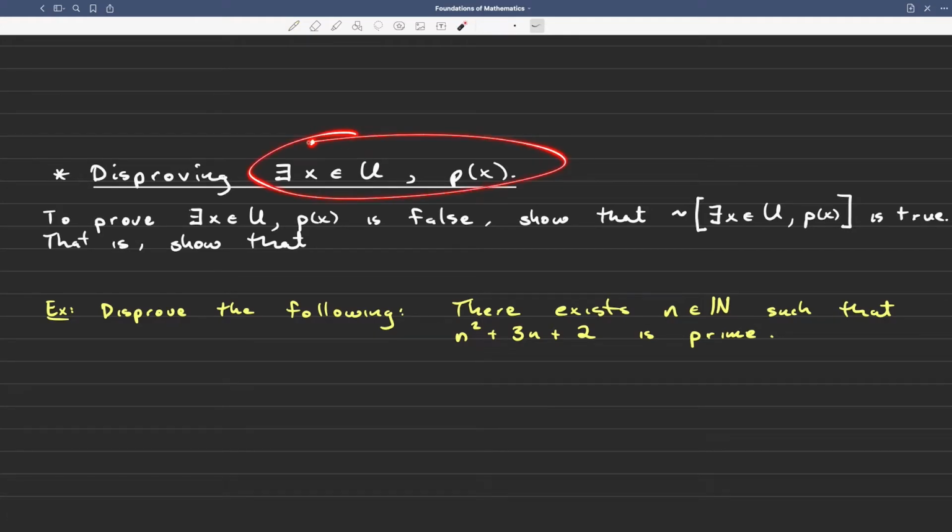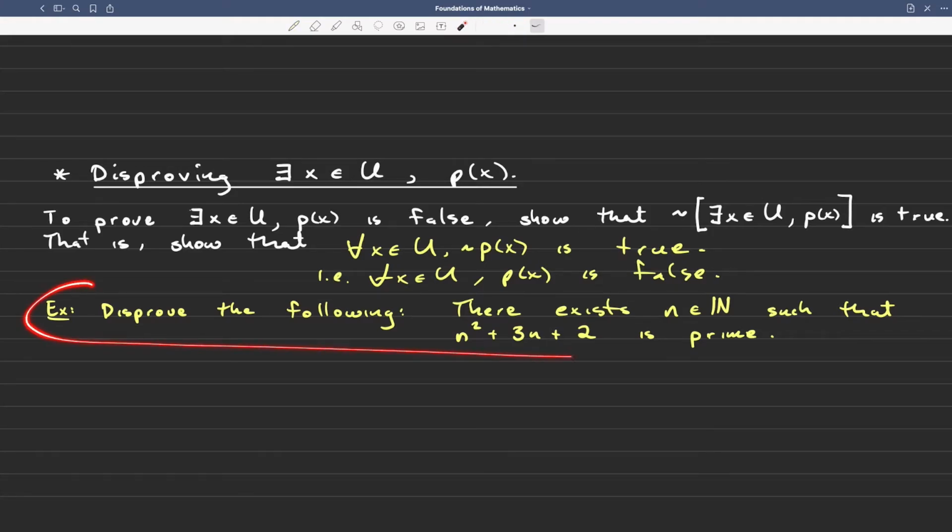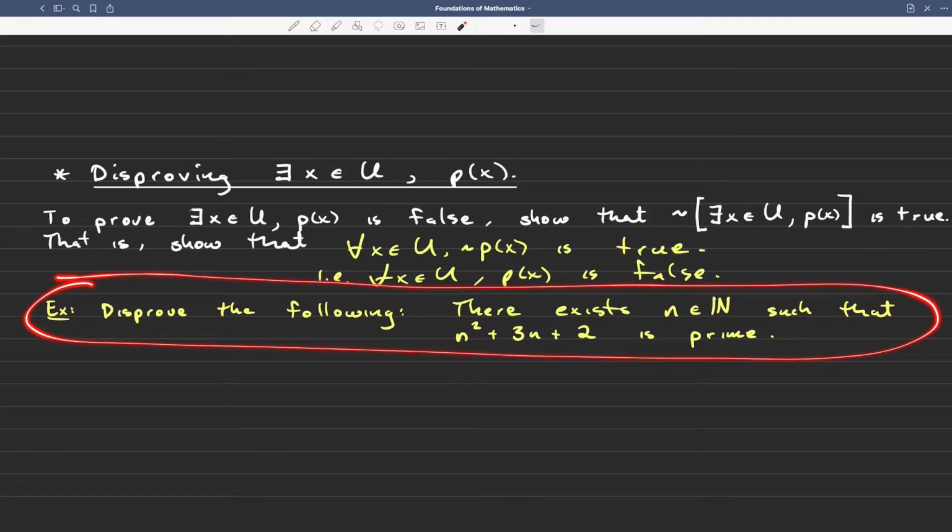And then if you want to disprove an existentially quantified statement, you just need to prove that its negation is true. So in other words, you want to show that for every x in U, not P of x is true. In other words, for every x in U, P of x is false. So consider this following problem here. There exists a natural number n such that n squared plus 3n plus 2 is prime.